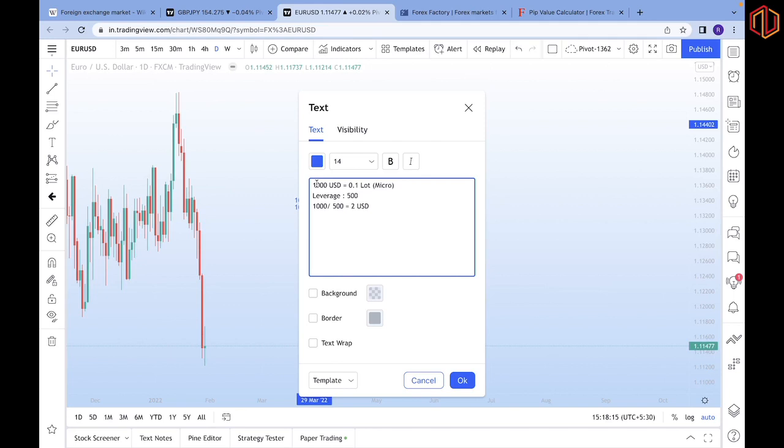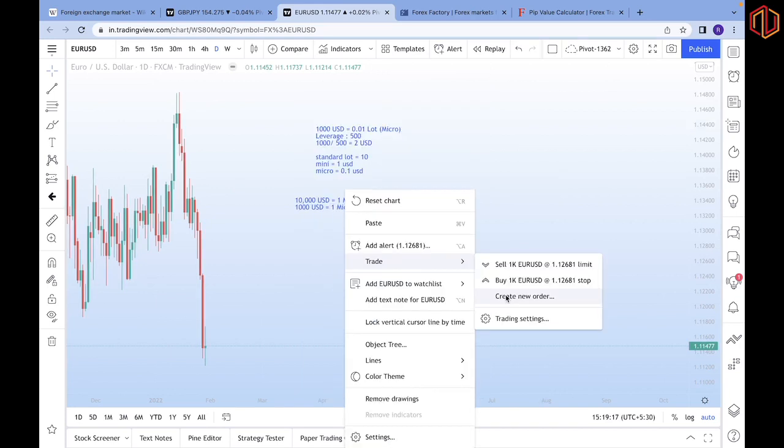Now one pip movement for a standard lot, or one lot, is generally $10. For a mini lot, one pip movement is equal to $1, and for a micro lot, one pip movement is equal to 0.1 USD. All right. So when we come back to the trade settings, if your quantity is 1000, that means you are trading with a micro lot, which means 1 pip movement will be equal to 10 cents.